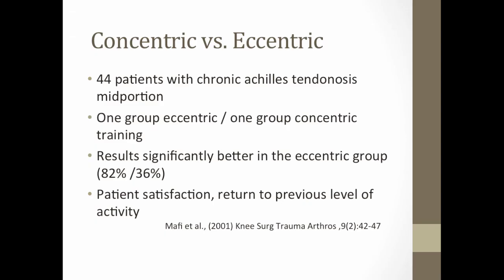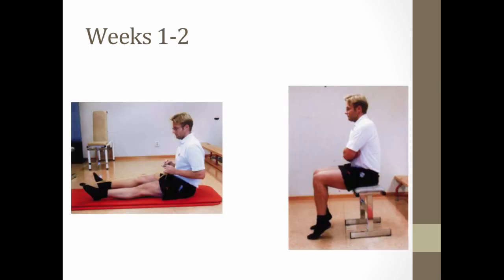There were also studies looking at concentric versus eccentric. This study had 44 patients with chronic Achilles tendinosis. One group did eccentric work, the other group did concentric training, and the results they found were that the eccentric group did significantly better compared to the concentric group, meaning 82% of them were defined as being successful, whereas 36% of the concentric group were. And here they looked at patient satisfaction and again return to previous level of activity.